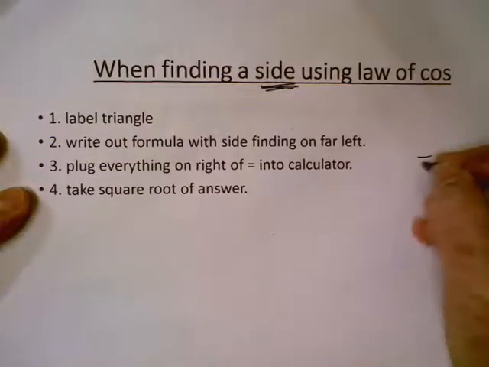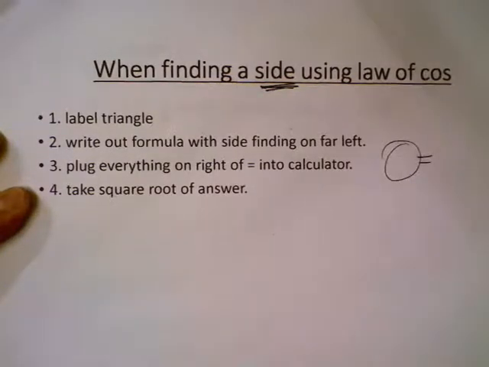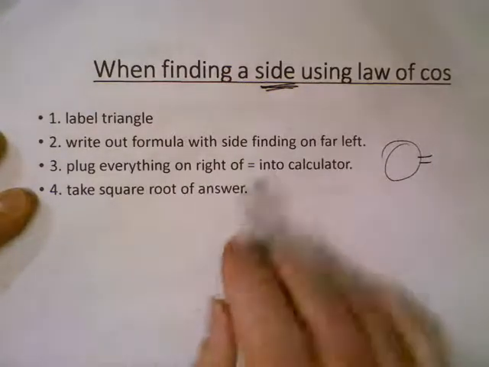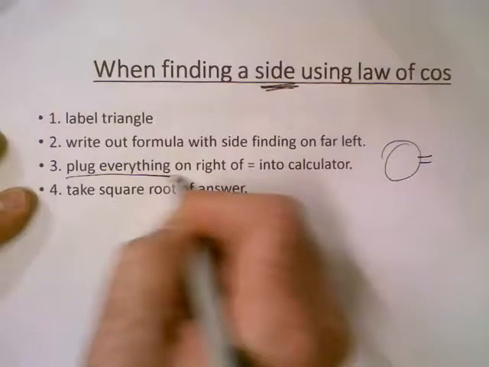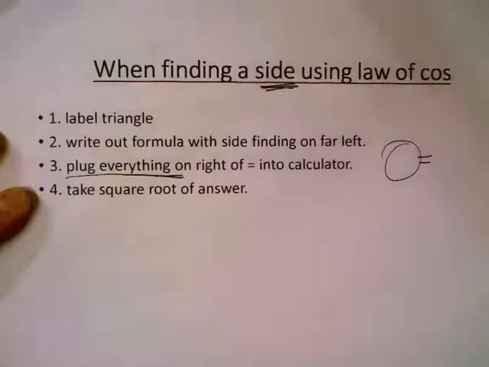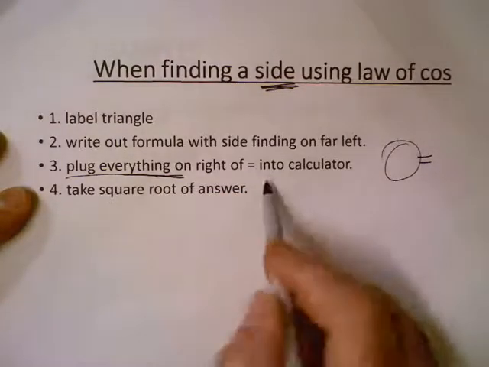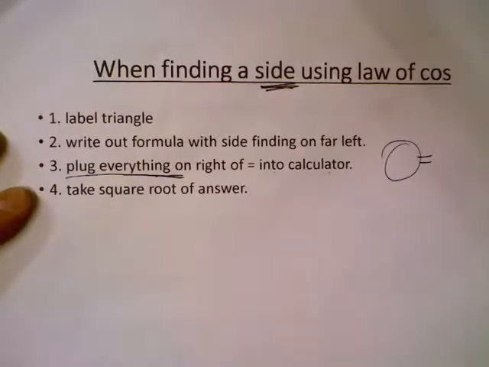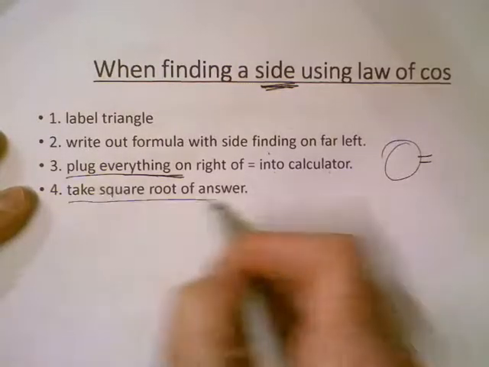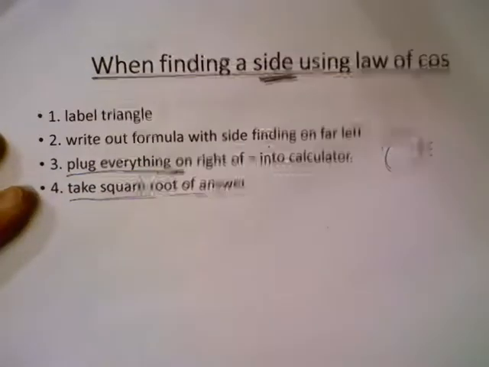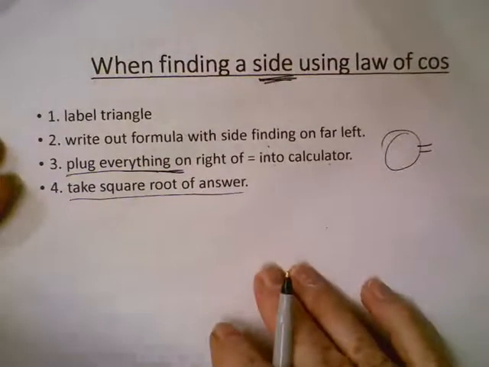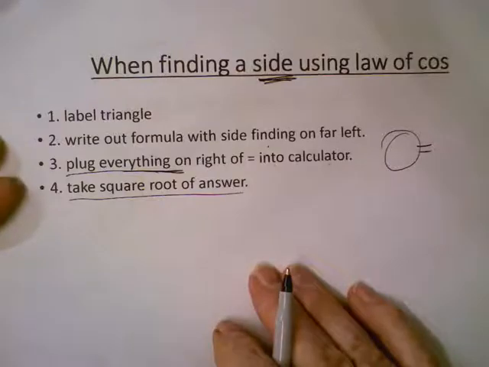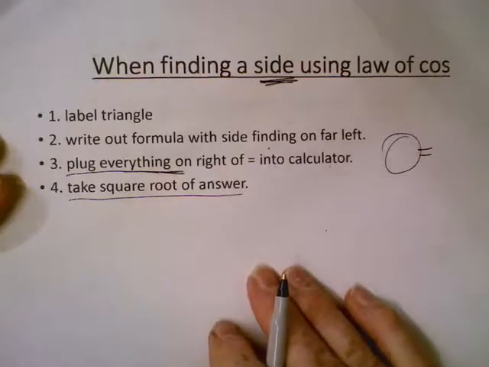So when we do the formula, it's going to be on that side, the equal sign all by itself. Plug in everything else. We're going to know numbers for all that on the right. Plug it into your calculator. It's going to give you an answer. Then you just take the square root of that answer, and that will be the length of your side.